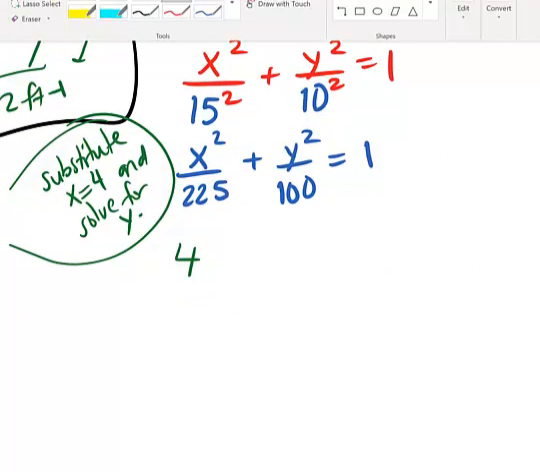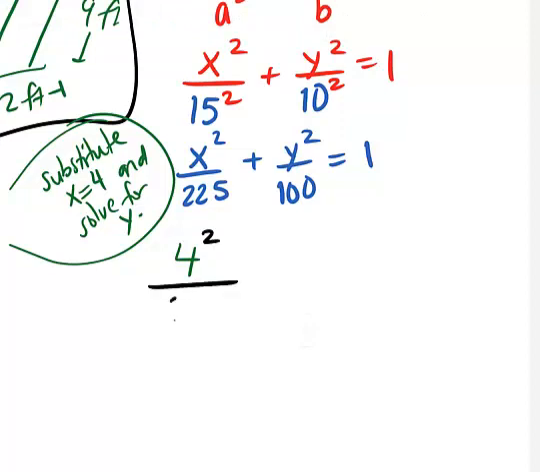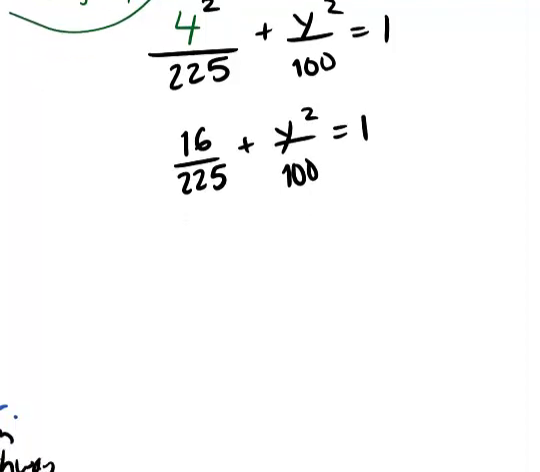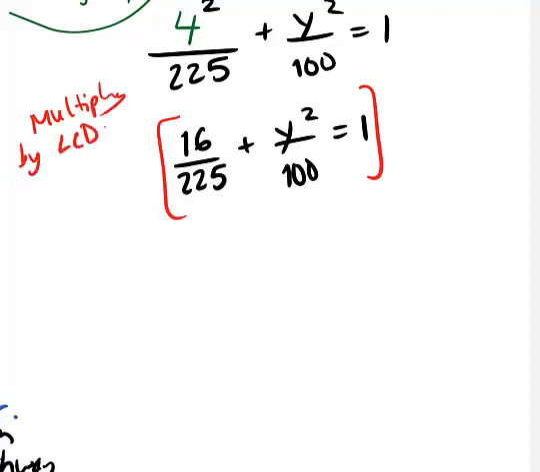4 squared, okay, let's see. 4 squared over 225 plus y squared over 100 equals 1. All right, so that's 16 over 225 plus y squared over 100 equals 1. And now, kind of like the last one, there are a few ways to solve this equation, but what I would like to do is multiply the whole thing by the least common denominator to clear all denominators. That'll make it easier. It just so happens 225 and 100 have an LCD of 900.